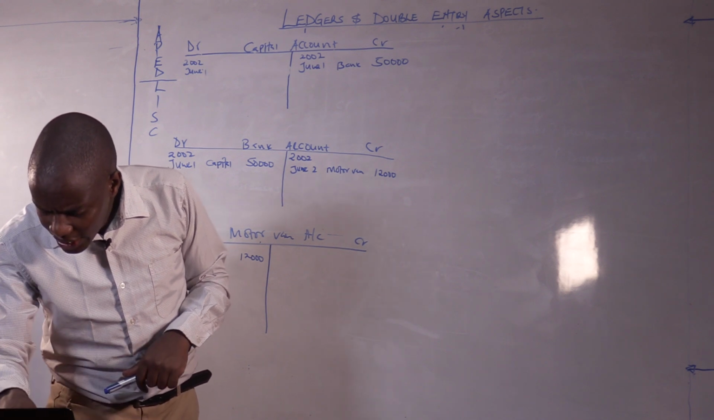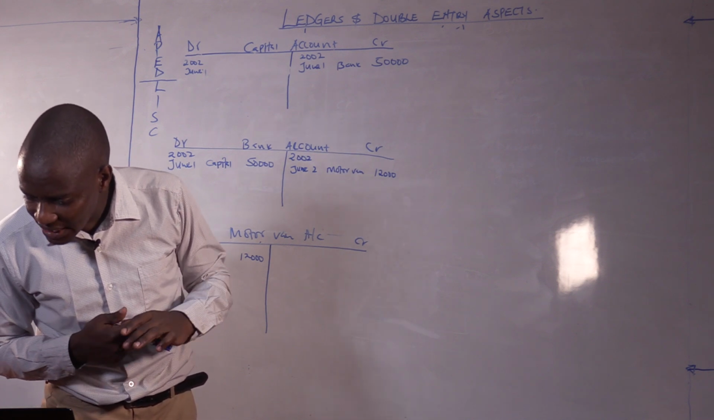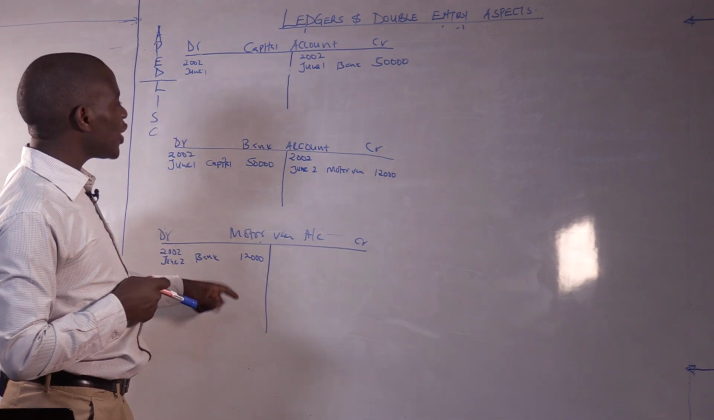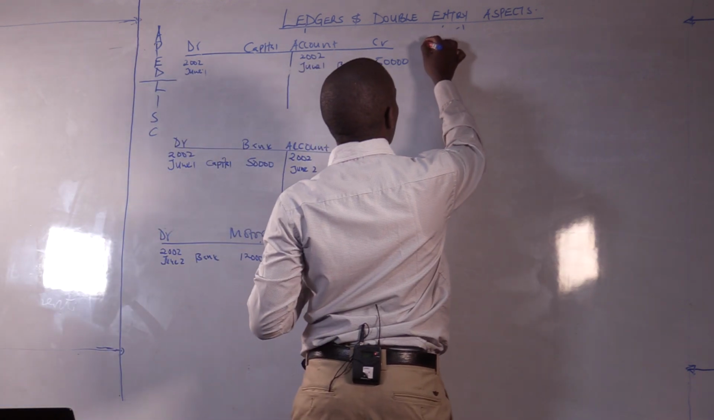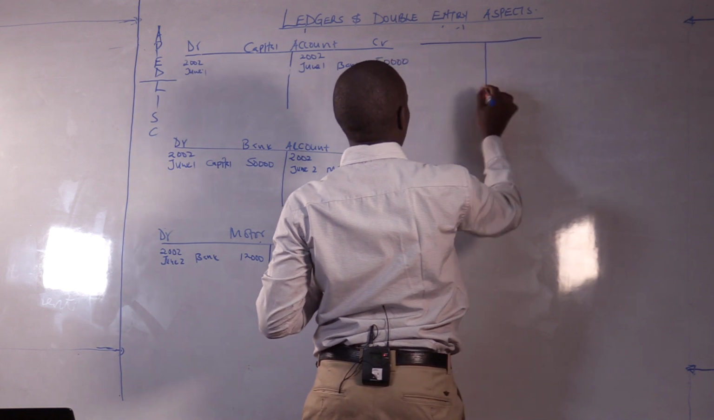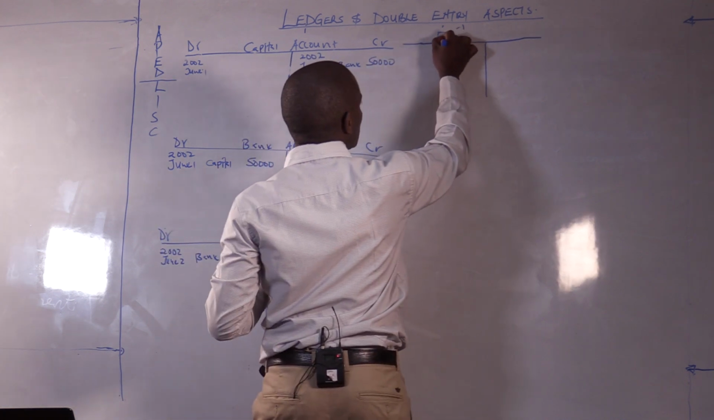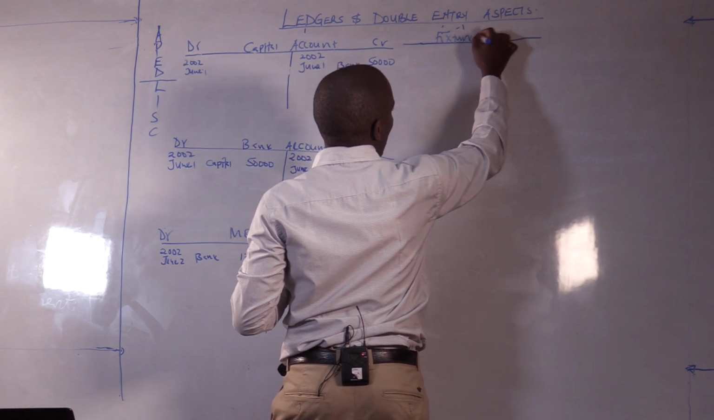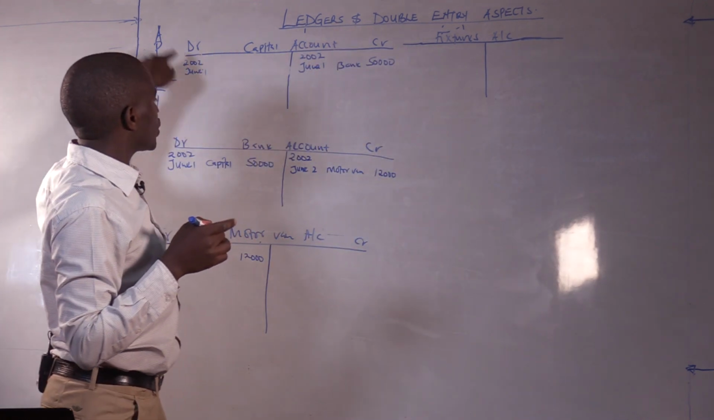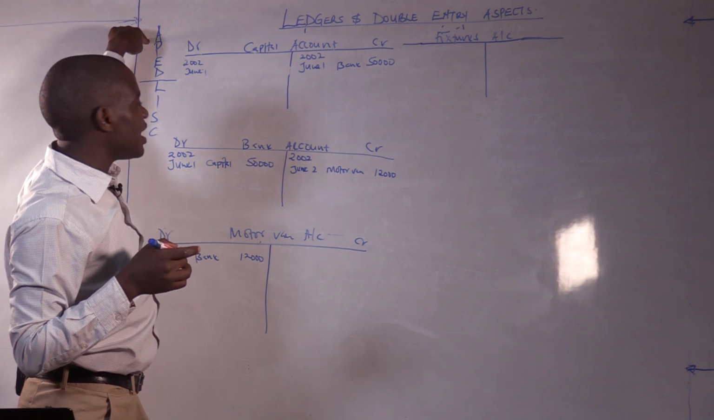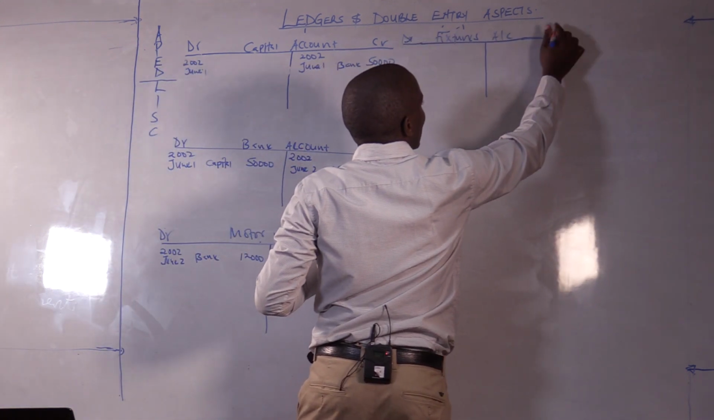We are told that bought fixtures worth shillings 4,000 on credit from Office Masters Limited. So in this case, he has bought fixtures. Fixtures is an asset. So we shall come here and open a fixtures account. So this one we shall call fixtures account. Under the fixtures account, fixtures is an asset, so they have increased. So we shall be doing what? We shall be debiting that particular transaction.